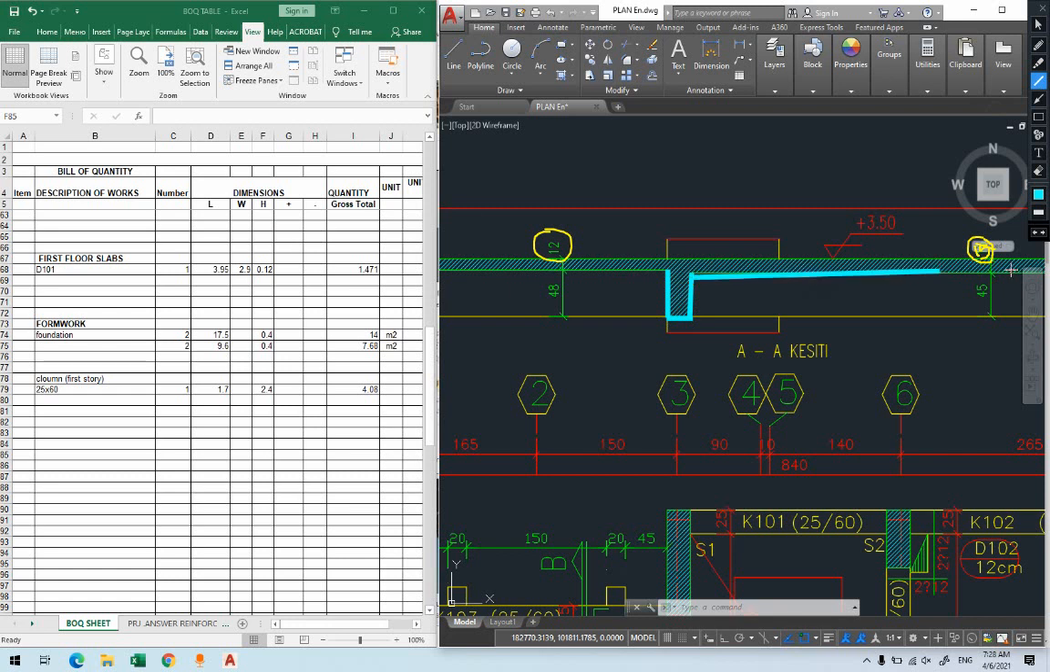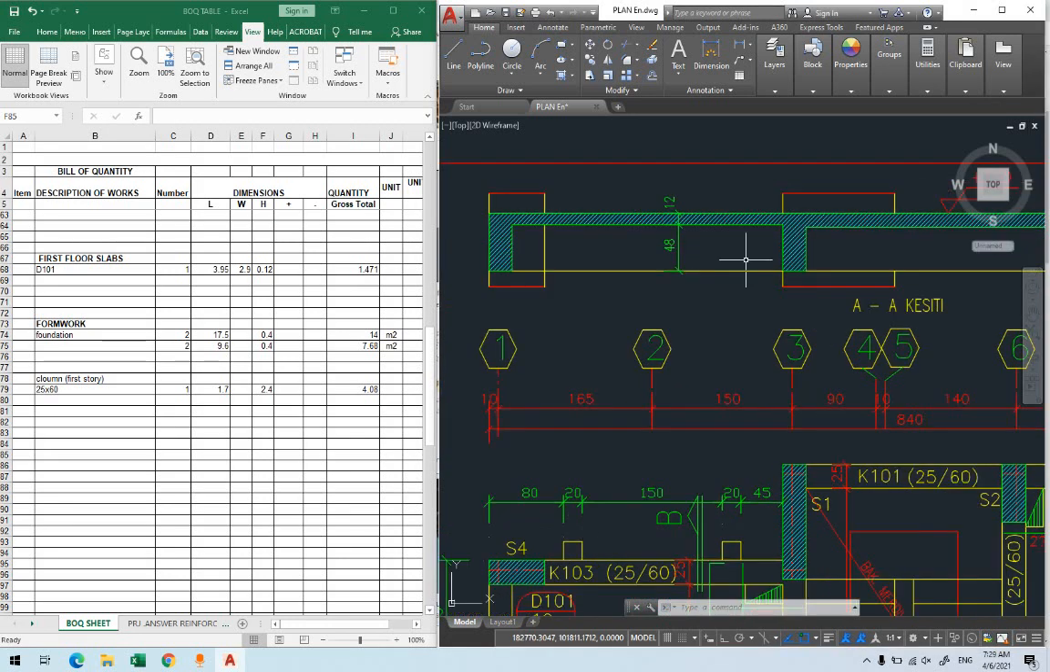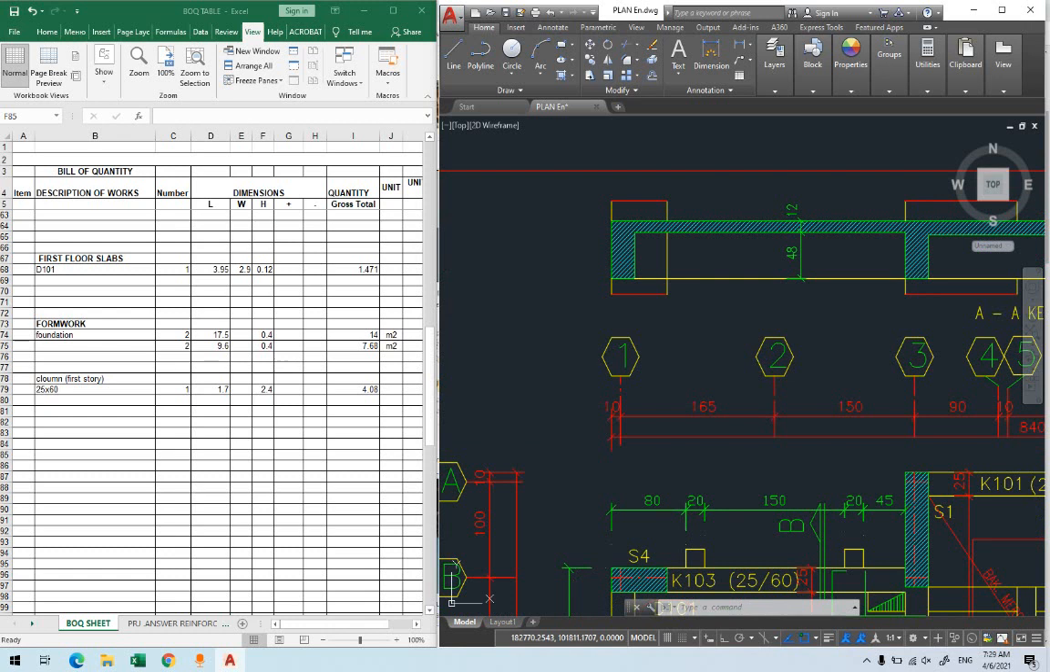Remember, the bottom of the slab will be the top. You don't have it. The top you don't have it. Why? Because you place concrete in this way. So you only do the bottoms and the edge of the beams.